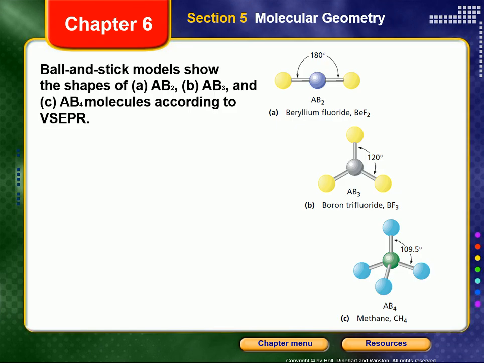According to VSEPR, the shared pairs are oriented as far away from each other as is possible. As is shown in figure 6-21a on page 184 of your text, or on the screen now, the distance between electron pairs is maximized if the bonds to fluorine are on opposite sides of the beryllium atom, 180 degrees apart. Thus, all three atoms lie on a straight line. The molecule is linear.